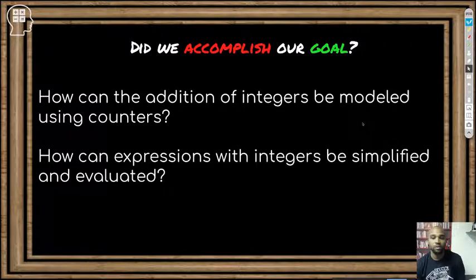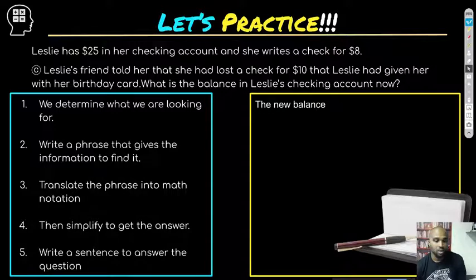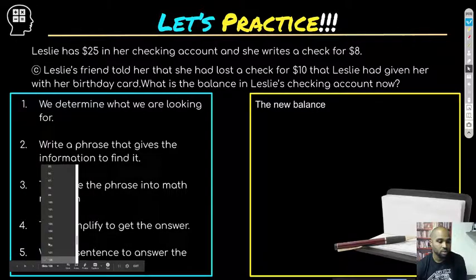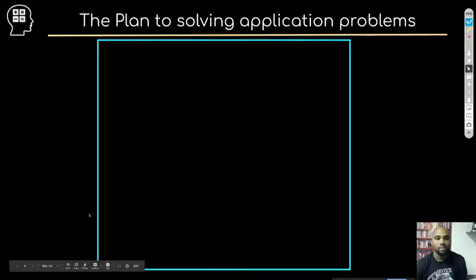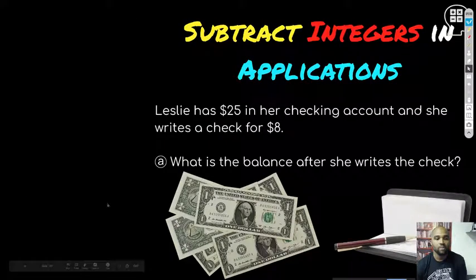How can the addition of integers be modeled using counters? We showed, did we show counters? We didn't show counters in this one. Now let me go back here because I always like to finish out with what we started. All right, here we go. We started here. Did we answer these?